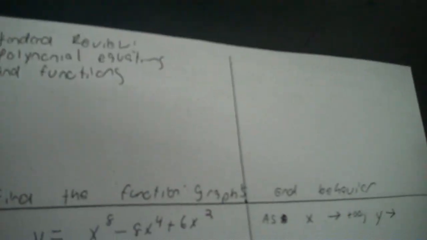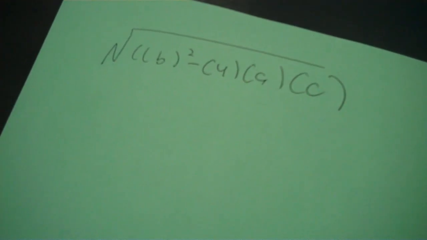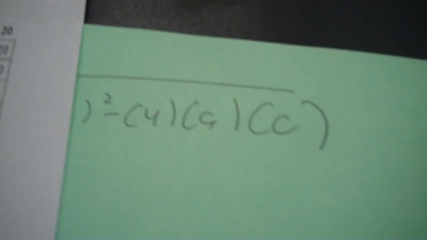Okay, here's your review for the final standard, standard 5. Polynomial equations and functions. Now, I have a multiplication chart because there's going to be some factoring, and I've also got another sheet that has a discriminant on it, which is helpful later.